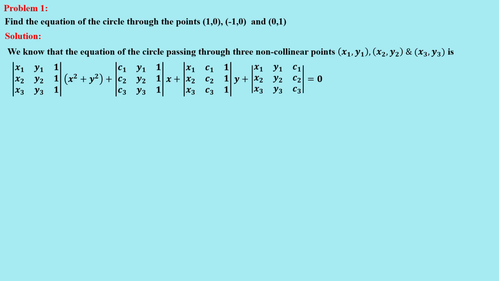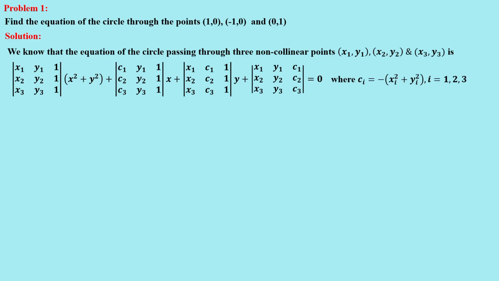is determined by the determinant with rows x1, x2, x3; y1, y2, y3; 1, 1, 1 times (x² + y²), plus the determinant with rows c1, c2, c3; y1, y2, y3; 1, 1, 1 times x, plus the determinant with rows x1, x2, x3; c1, c2, c3; 1, 1, 1 times y, plus the determinant with rows x1, x2, x3; y1, y2, y3; c1, c2, c3, equal to 0. This is the condition.